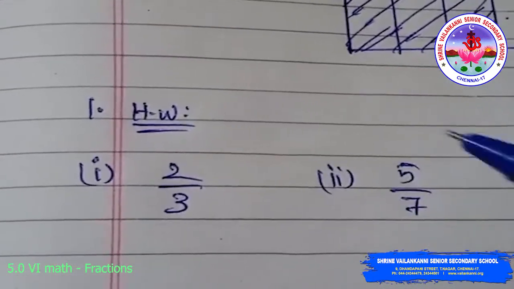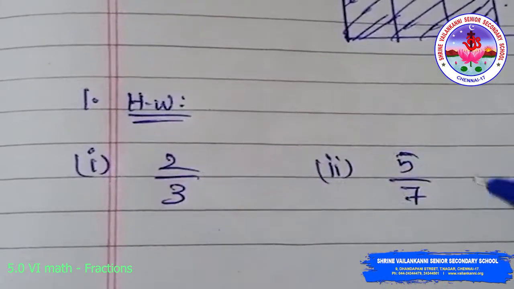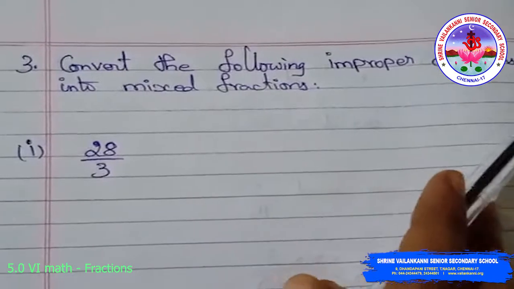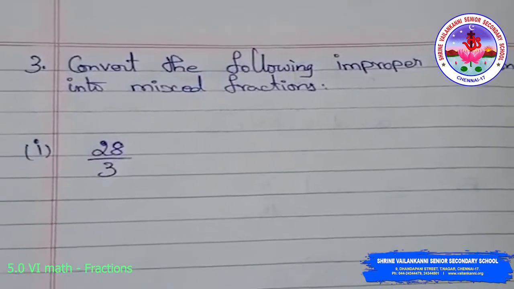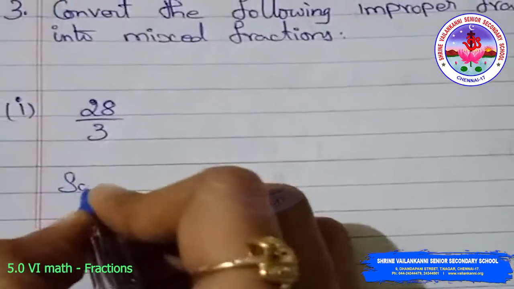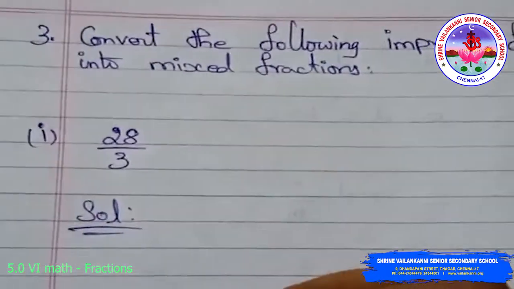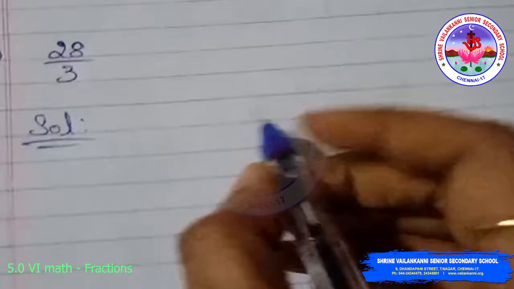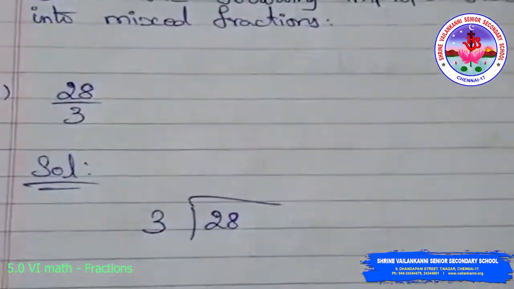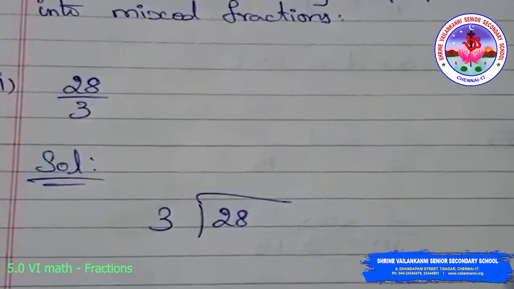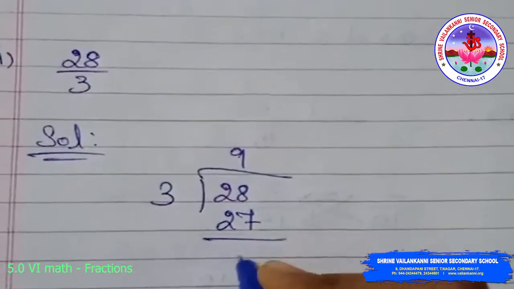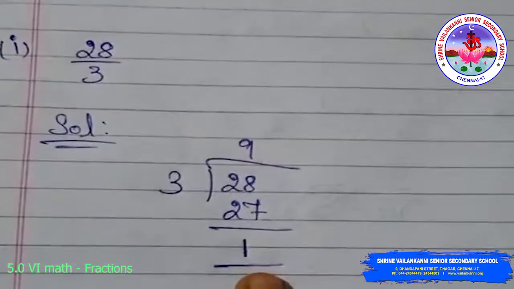First question, homework sum. First one 2 by 3, second one 5 by 7. Third question, convert the following improper fractions into mixed fractions. First question is 28 by 3. Write down the solution. First, divide the numerator by the denominator. 28 divided by 3. In the table of 3, the nearest value to 28 is 9 times 27. Remaining balance 1. The remainder is 1.